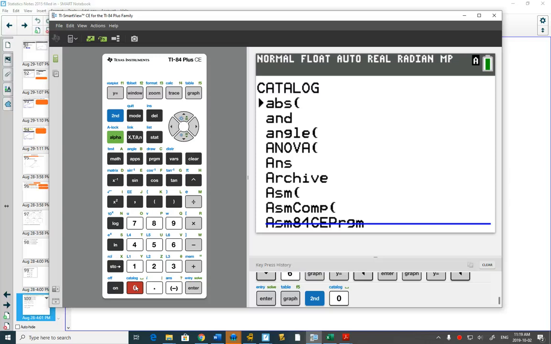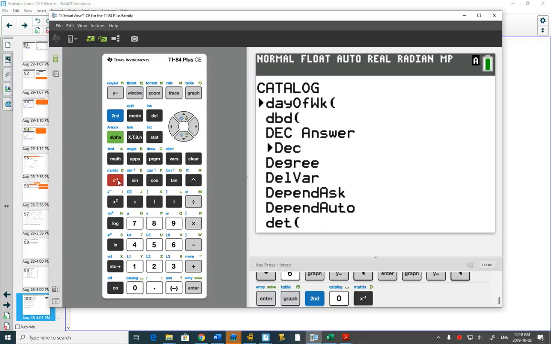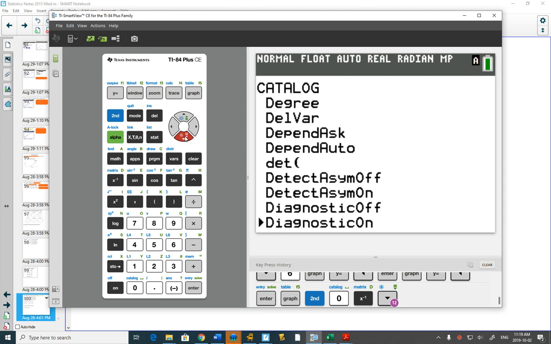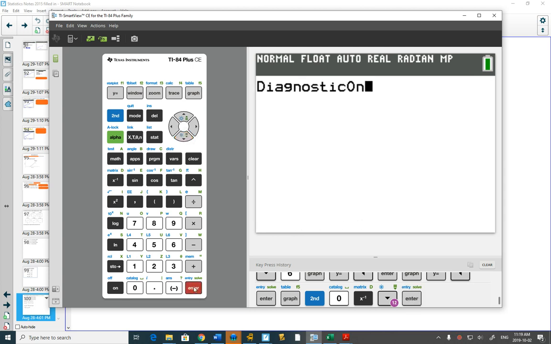What we want to do is turn our diagnostics on. When you go to your catalog, diagnostic is under D. You can hit the letter D just to get to the D's quicker. And then scroll until you get to diagnostic. Diagnostic on. Push enter and it will say done. Wonderful.